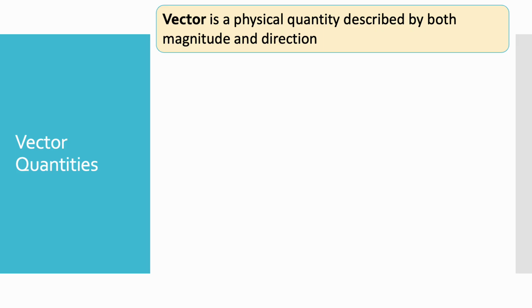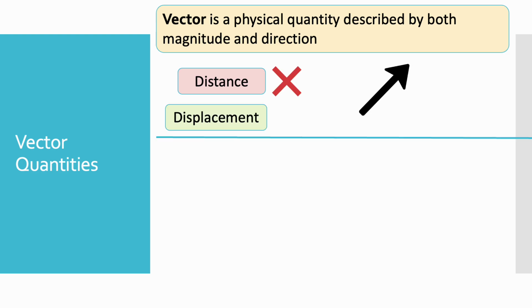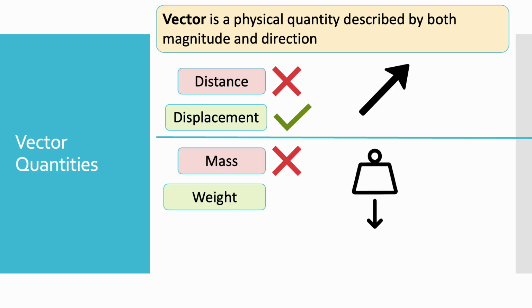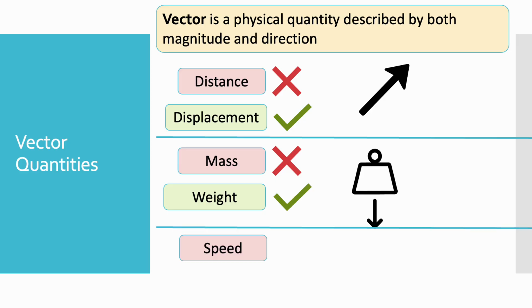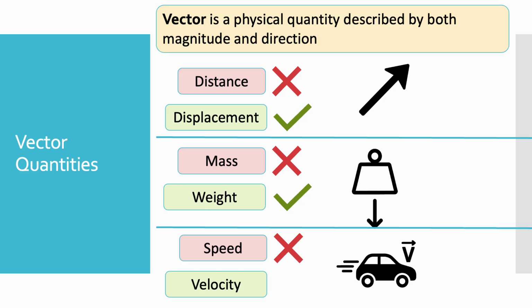A vector quantity requires both magnitude and direction. Is distance a vector quantity? No. Displacement is a vector quantity. Is mass a vector quantity? No, it's a scalar quantity. Weight, on the other hand, is a vector quantity. Is speed a vector quantity? No, it's a scalar quantity. Velocity, on the other hand, is a vector quantity.